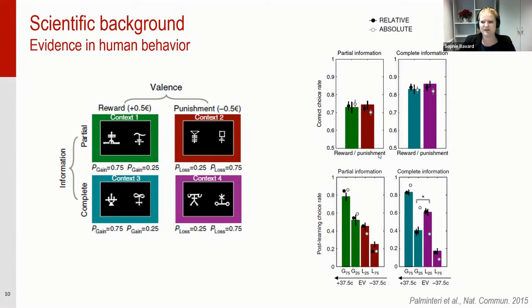So just to explain in case you are not familiar with this bar graph, we are displaying the correct choice rate, which is the average of how many times the participants chose the option with the highest expected value in each of the 4 different contexts. So from here until the end of the talk, when I'm talking about correct choice rate, it means choice towards the option with the highest expected value.